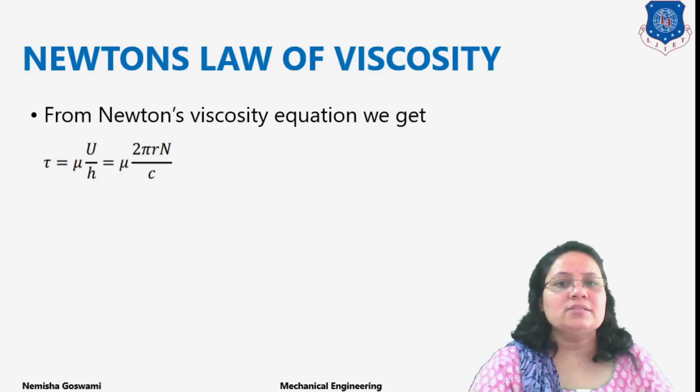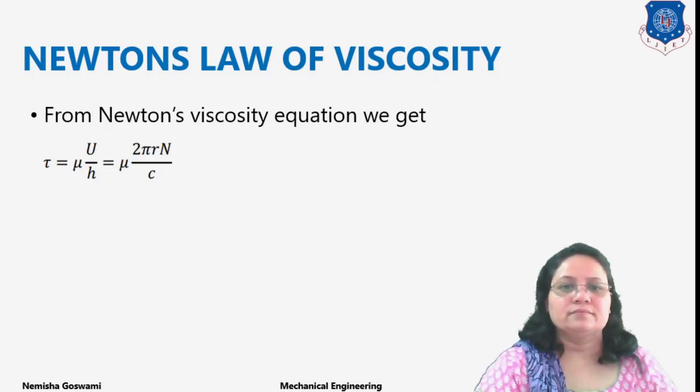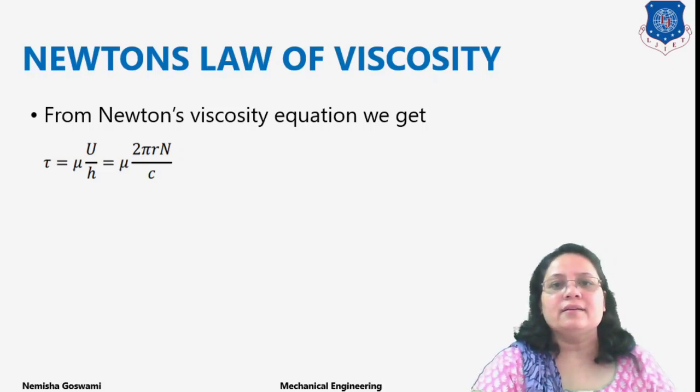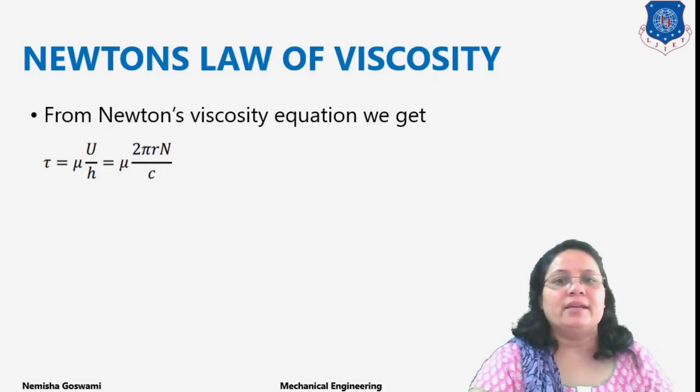So what is U? Velocity. When we put the value of velocity, the velocity is equal to 2 pi r n by C. Here h is the thickness, so h is equal to C. This will be pi d n actually, and in place of d we put 2r. So this equation becomes 2 pi r n divided by C.